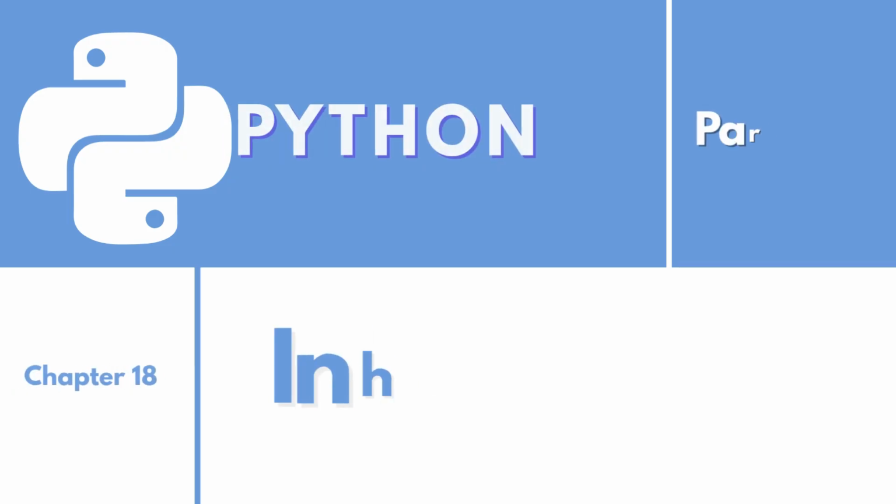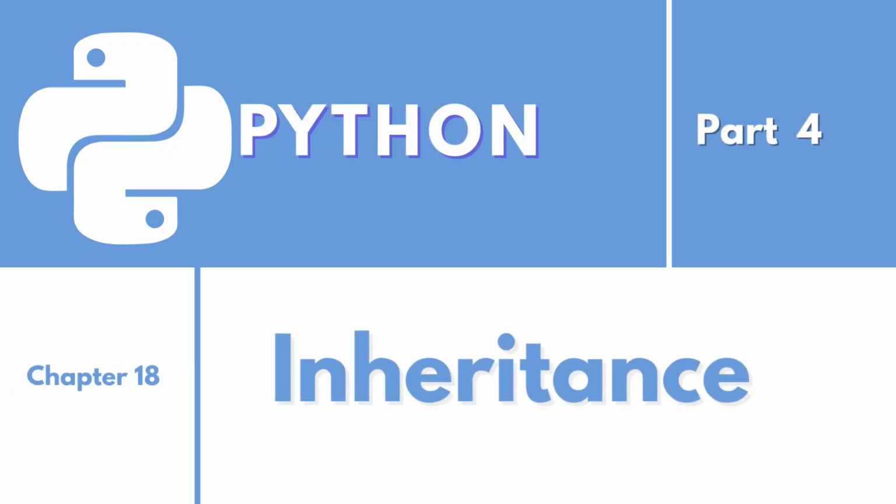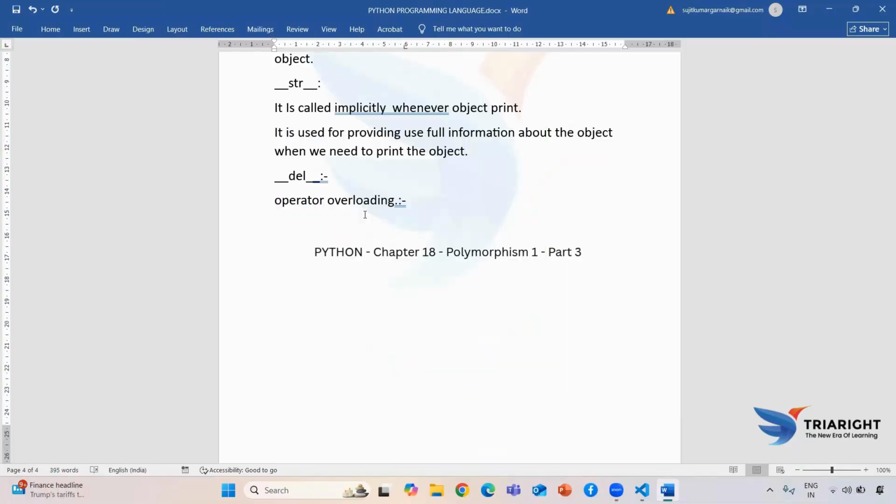In this session, we are going to learn what operator overloading is in Python. To understand operator overloading, first we need to understand what a magic method or dunder method is. In the previous session, we already discussed what a magic method is. Now we will see how operator overloading works with its help. First, we need to understand what operator overloading is.